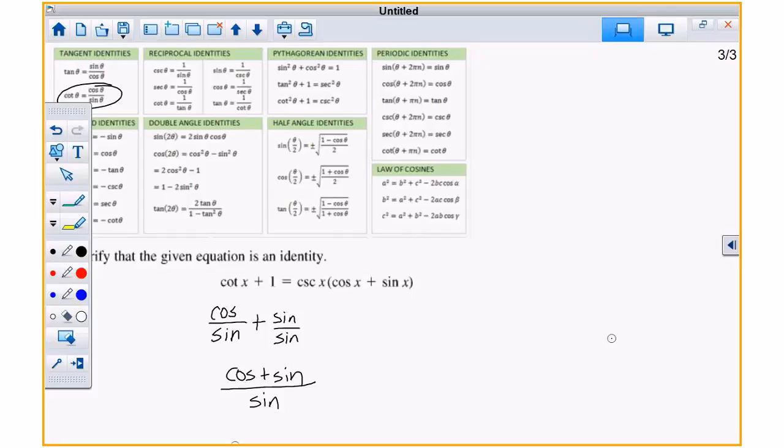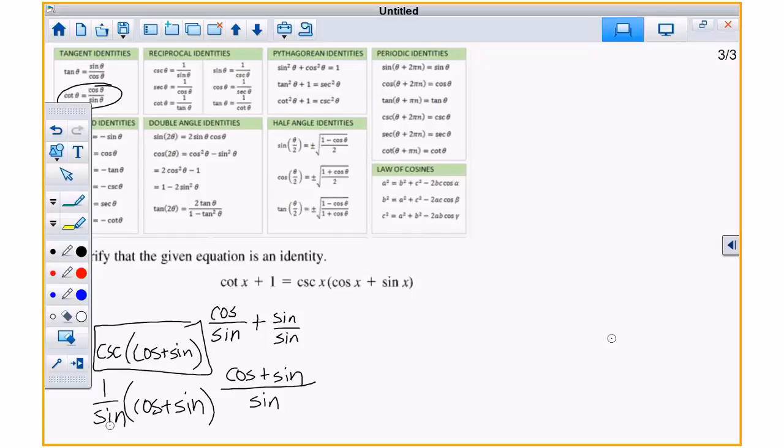Okay? Now I can pull out the sine and I get 1 over the sine times cosine plus the sine. And what's 1 over the sine? So that's cosecant times cosine plus the sine. Now, you should be able to go either way.